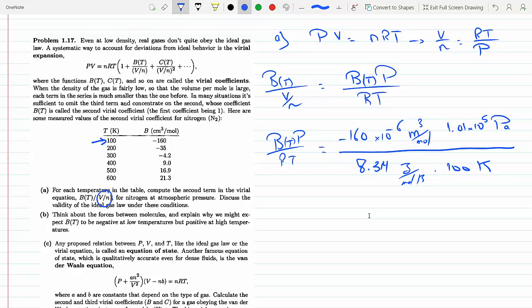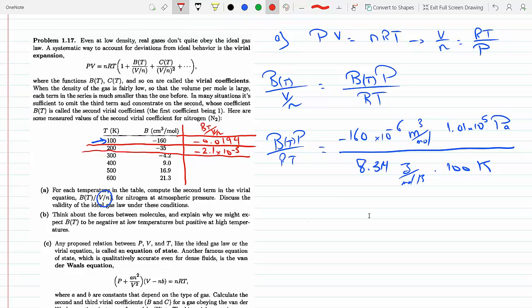Okay, and then if you do this, you would get the first B of T divided by V over N for 100 Kelvin. So if I make another table here, when you plug all these numbers in, you get a negative: B of T divided by V over N would be negative 0.0194. There are more decimals, but this should do it. If you repeat the same exact calculation at 200 Kelvin, I'll just give you the answers: minus 2.1 times 10 to the minus 3.